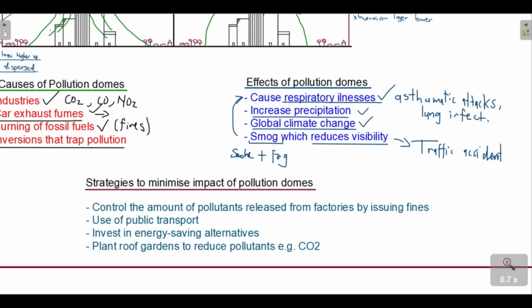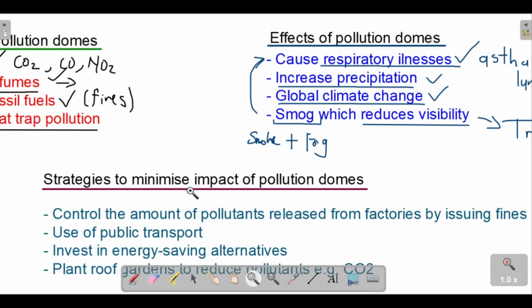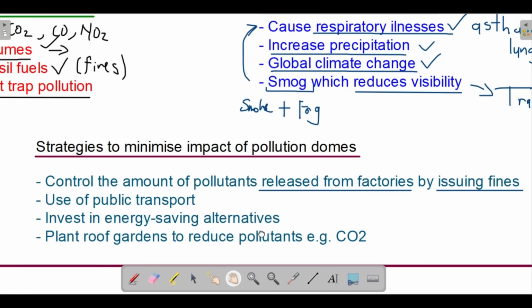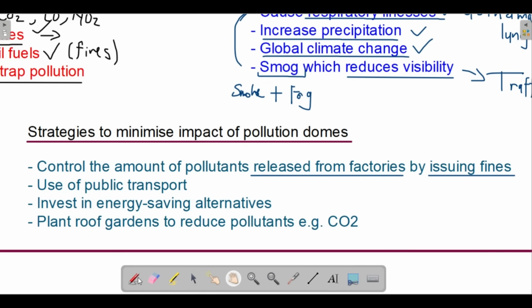Now, what can we do to minimize the impact of pollution domes? Well, first of all, we can control the amount of pollutants released from factories or industrial buildings by issuing fines. So government has to really regulate or control the amount of pollutants that are released by these factories. Okay, they have to be fined. They have to be charged.